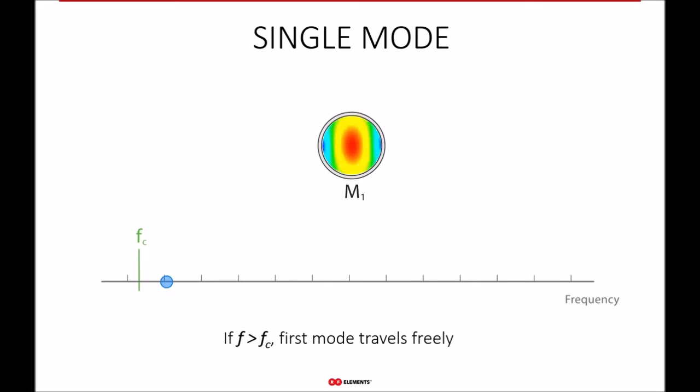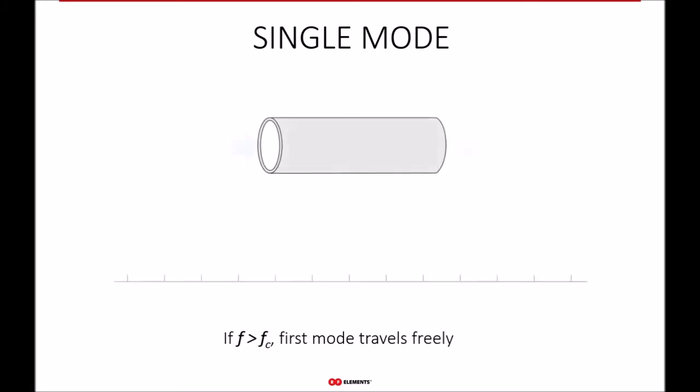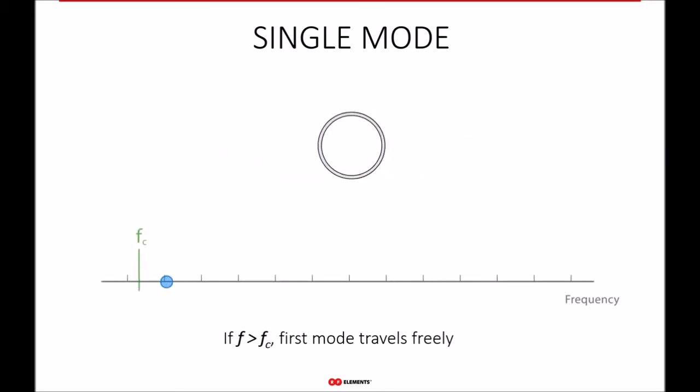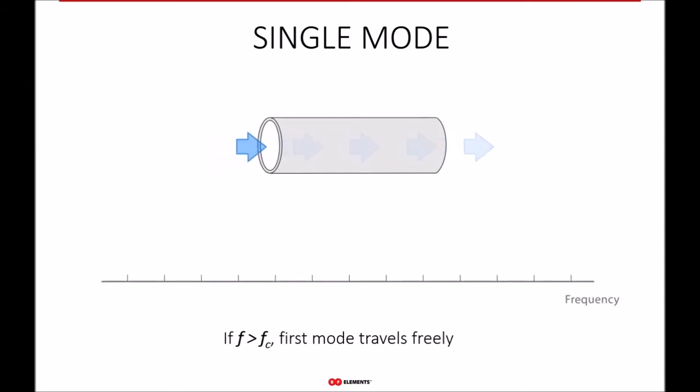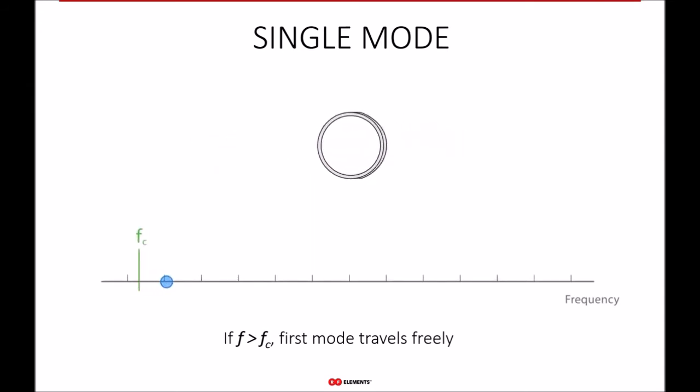And this M1 mode is well understood by the physicists and by the engineers. And we know how the waveguide behaves when it's operated in this first mode. So devices which are based on the waveguide operating with the mode M1 are also reliable and well understood.